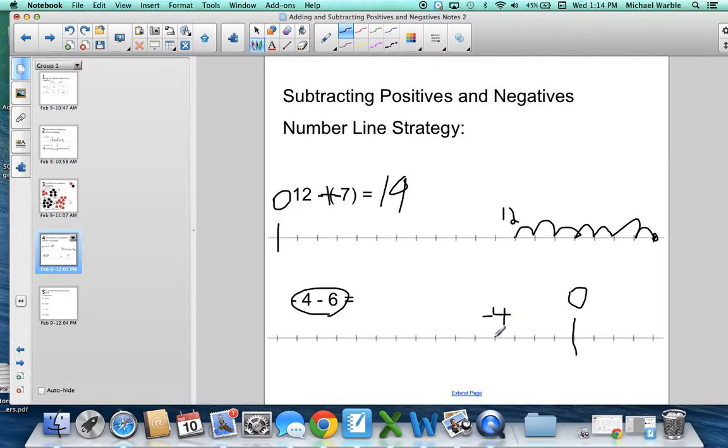Get my plot pointed here. I'm going to go 6 back from -4. And if I go 6 back from -4, and I count 1, 2, 3, 4, 5, and I've got one more to go, 6, I know I am 10 behind 0 now, so my answer is -10.